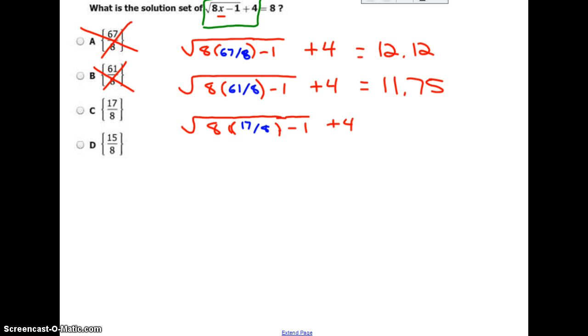When you use 17 over 8 in place of x, what do you get? You get 8. So we just found our answer. Our answer is C.